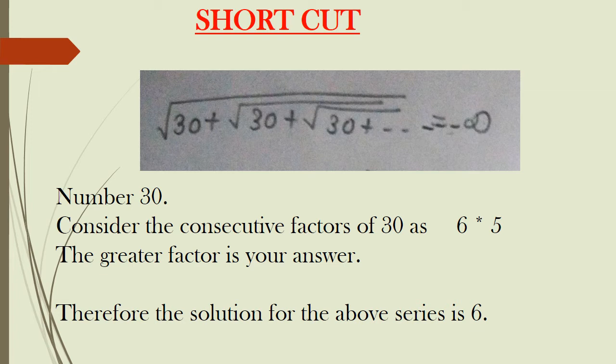Let's consider one more example. If I give you the question as under root 20 plus under root 20 plus under root 20 till infinity, calculate the answer for this. So 20, the factors will be 5 into 4, they are consecutive, and the greater number will be your answer. Therefore the answer will be 5.